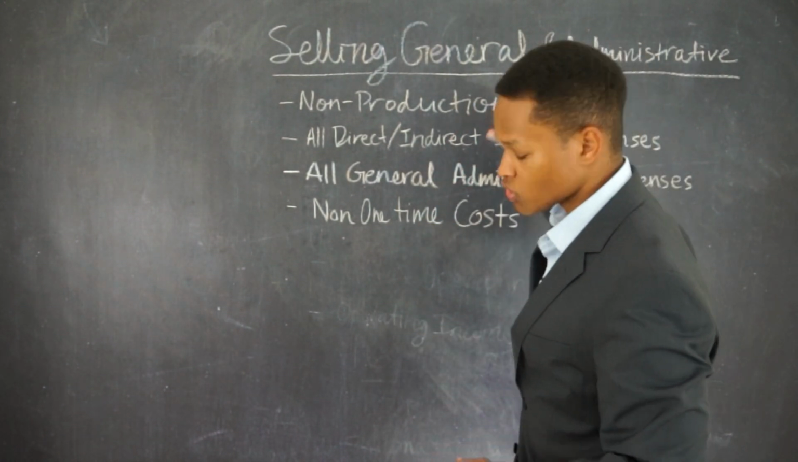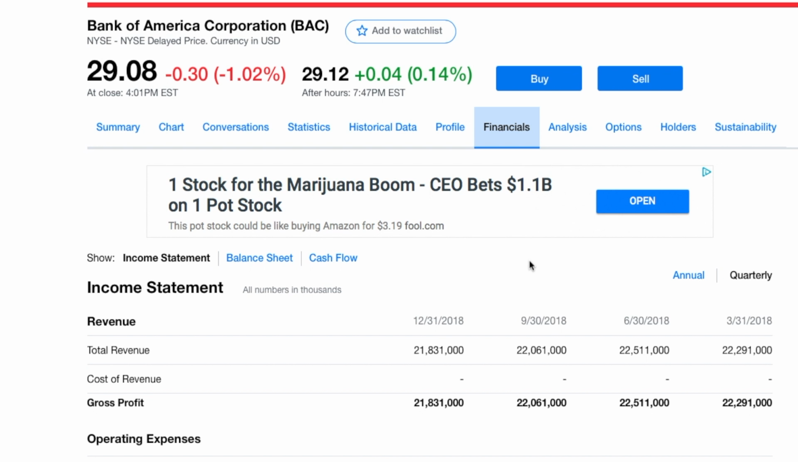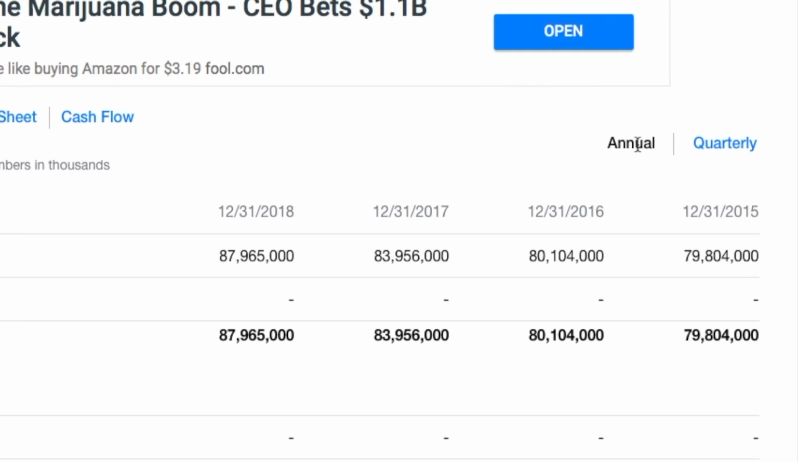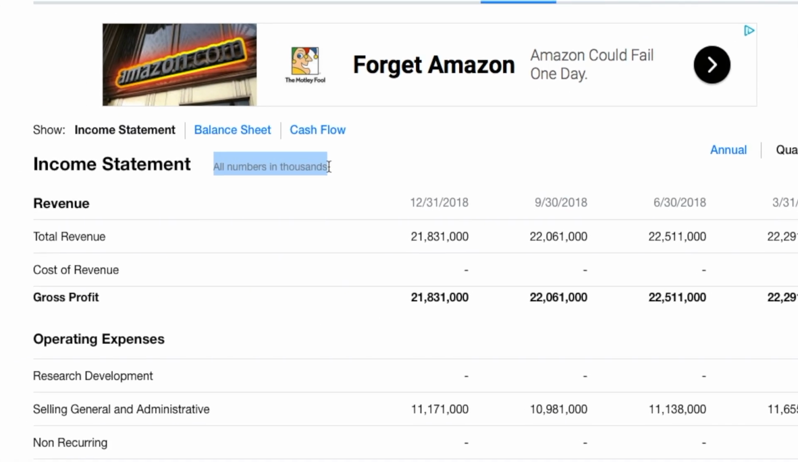So now that we understand a little bit about the SG&A, let's look at a brief example. We're on the income statement of a company by the name of Bank of America. Again, there are always annual statements and quarterly statements. We're looking at the quarterly statement, and it's also important to remember that these numbers are in thousands.